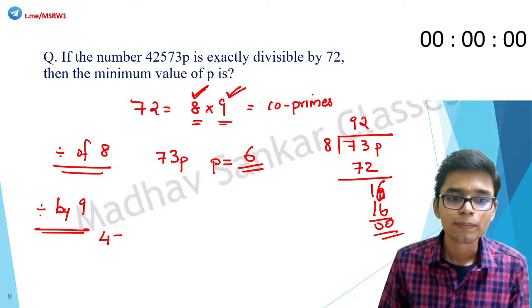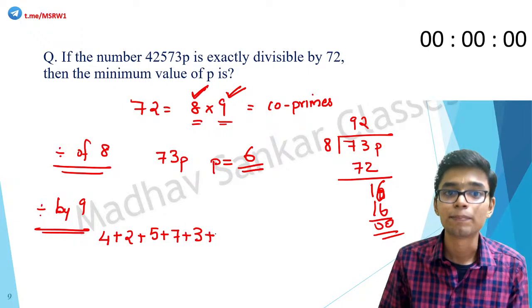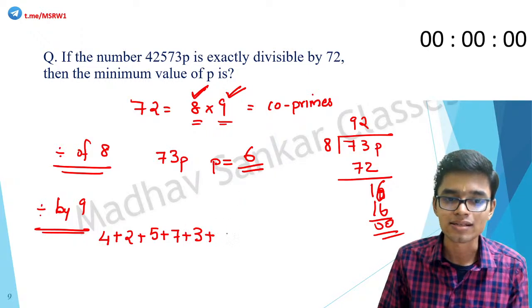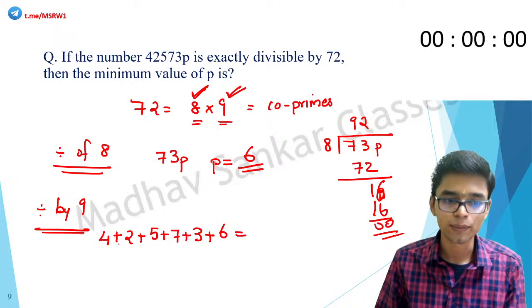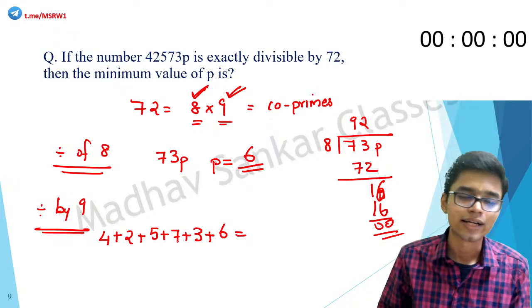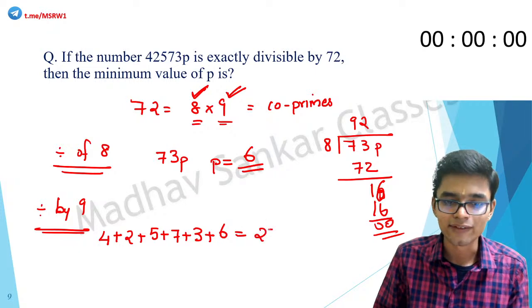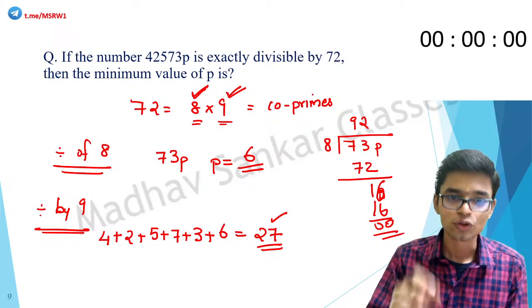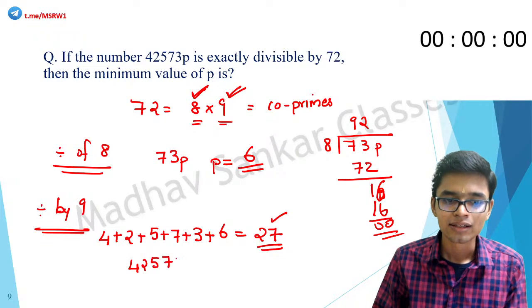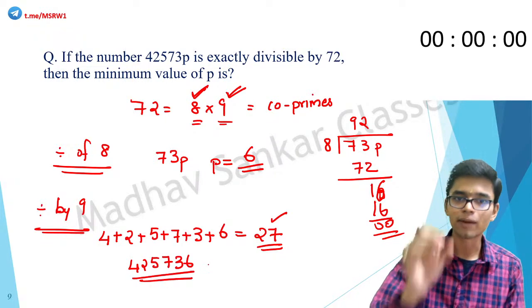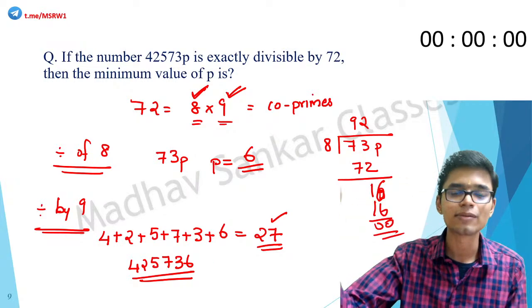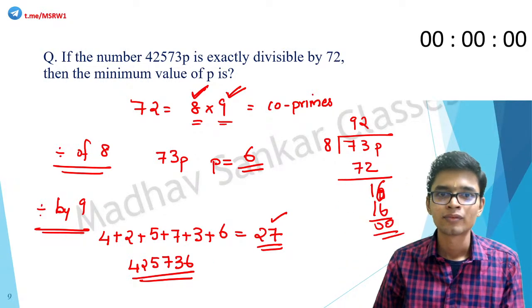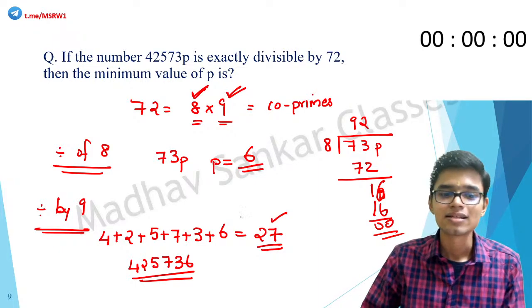So 4 plus 2 plus 5 plus 7 plus 3 plus p. Okay, and the value of p is 6. So 6 is equal to what? 4 plus 2, 6 plus 5, 11 plus 7, 18 plus 3, 21 plus 6, 27. And this is exactly perfectly divisible by 9. So this number, 425736, is perfectly divisible both by 8 and by 9 and hence divisible by 72. Alright, so the value of p is 6.